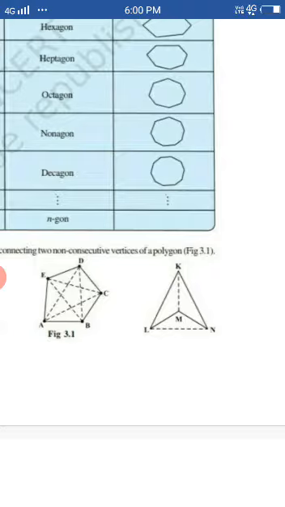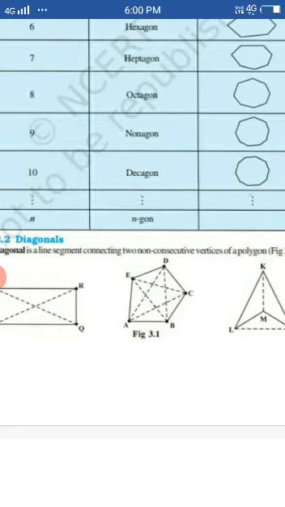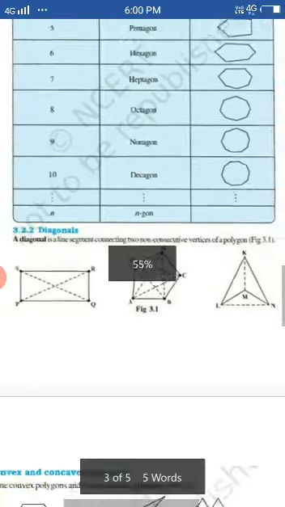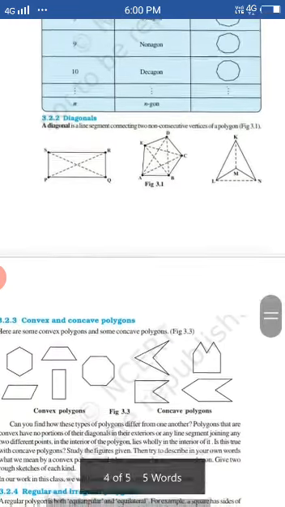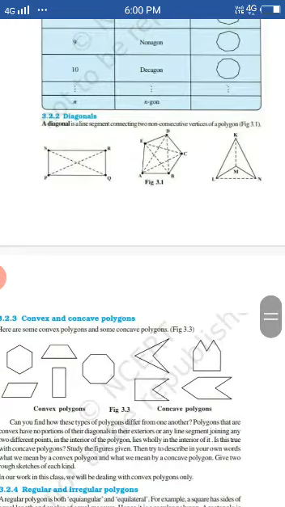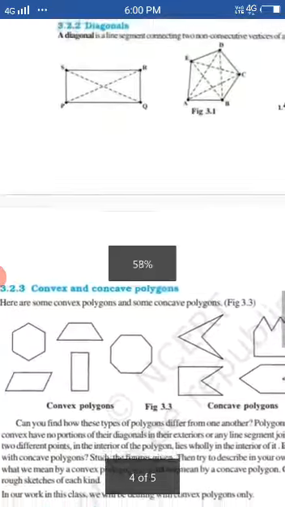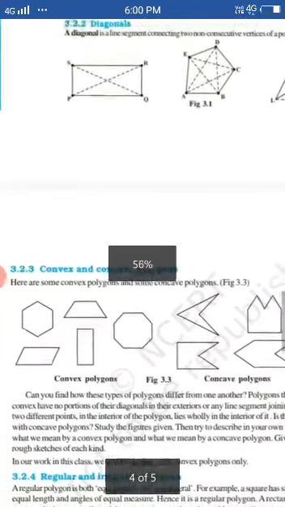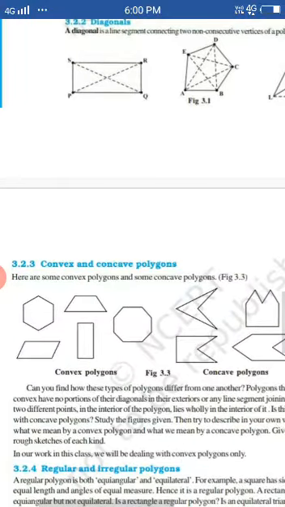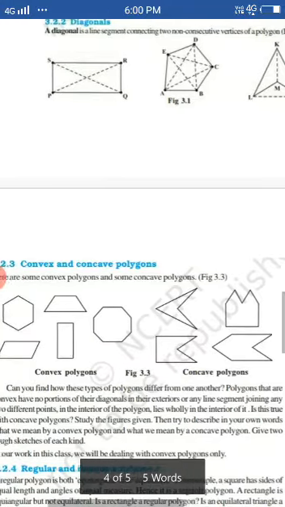Again, we categorize these quadrilaterals into two types. One is convex polygon and the other one is concave polygon. Now what are convex and concave polygons? Children, if all the diagonals are inside the polygon, then it is a convex polygon, and if any one diagonal is in the exterior of the polygon, then it is called a concave polygon.